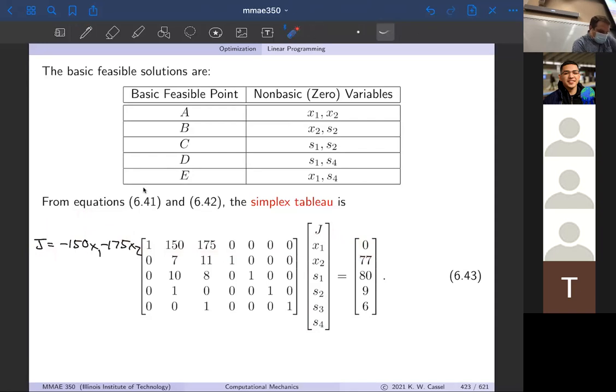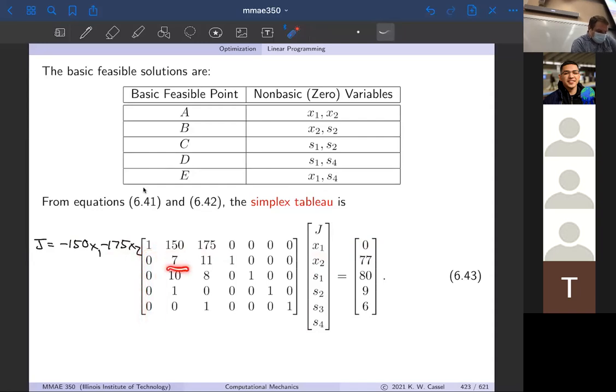150 times X1, that's here. 175 times X2, and it's equal to 0. Great, so that's the objective function. And then I have 4 equations that came from my equality constraints, what were originally inequality constraints that I converted to equality constraints. These are always going to be 0 because J does not appear in the constraints at all. So the first column is going to be all zeros except for the 1 in the first slot.